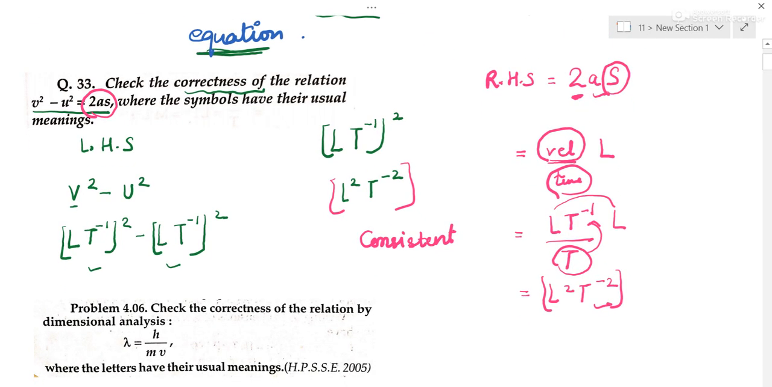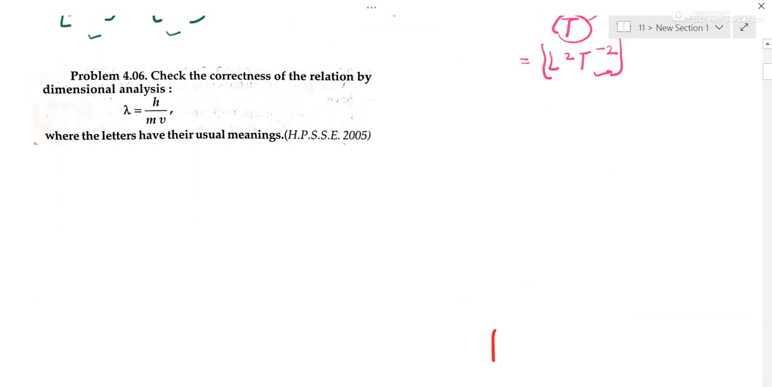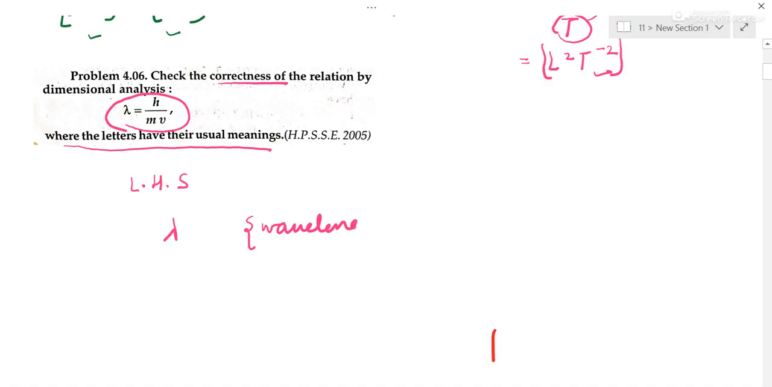So let us understand the next one. We'll have to check the correctness of this equation by the dimensional analysis method. Here the letters have their usual meaning. So you should know the meaning of these. Lambda is, we'll pick the left hand side. The left hand side has got lambda. Lambda is the symbol for wavelength. Wavelength is a kind of length. So what is its dimensional formula? It will be L because wavelength is a kind of length.